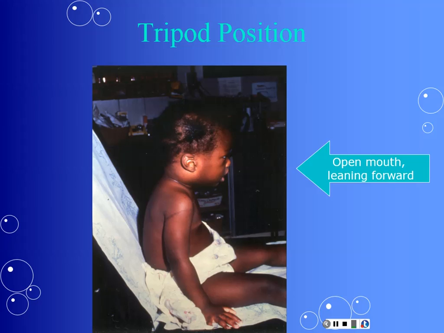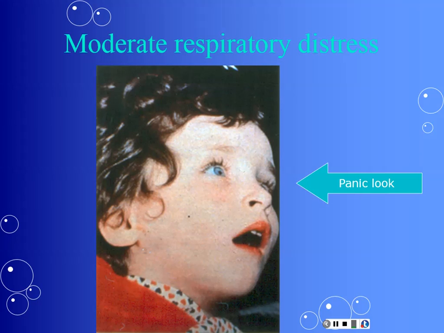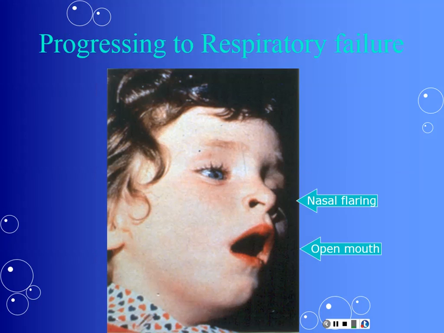So here's just a picture of a kiddo in a tripod position. You can see the head of the bed is already elevated, but then they've got some additional positioning where they're pushing their shoulders forward, jutting their chin out. They've got their mouth wide open. So if you're looking at this kiddo, what do you see about him? He's kind of got a glazed look. His eyes are wide open. He's jutting his chin out a little bit. His mouth is open. He's pale.